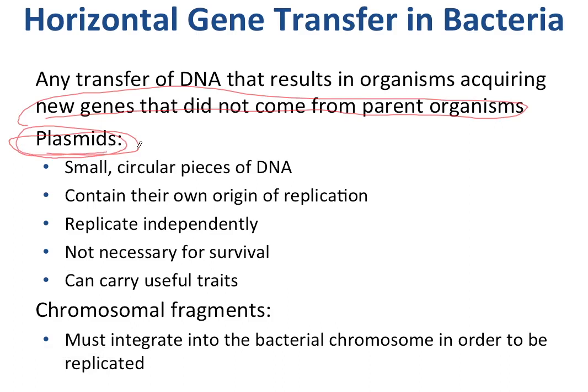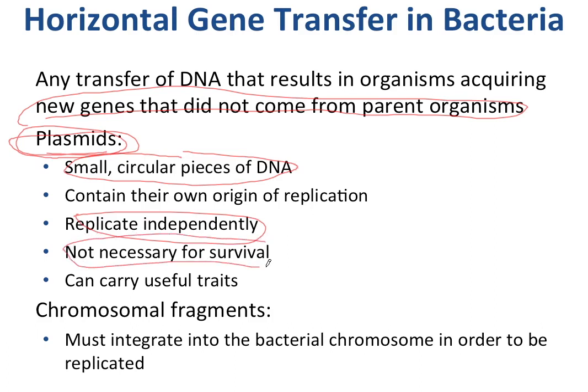Plasmids are widely used by the bacteria to transfer genes. Plasmids are small circular DNA. This circular DNA is replicated independently, and it can carry genetic information for some specific traits. Plasmids are not necessary for survival. If the bacteria doesn't have the plasmid, it can still survive.